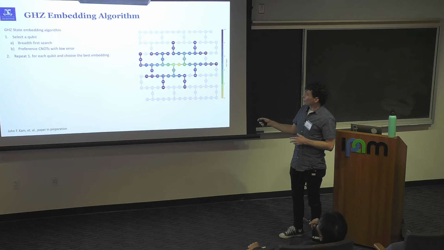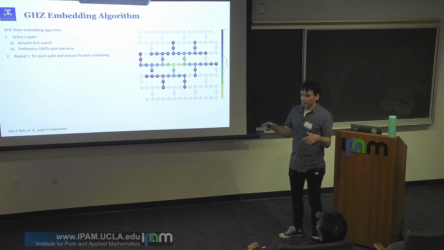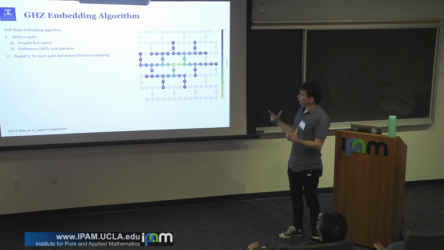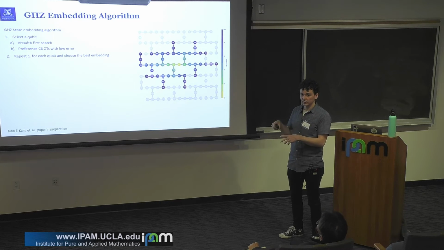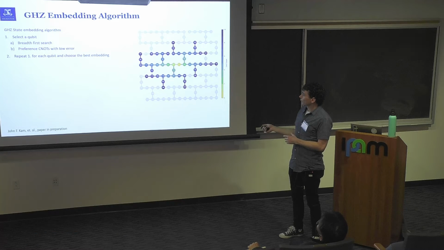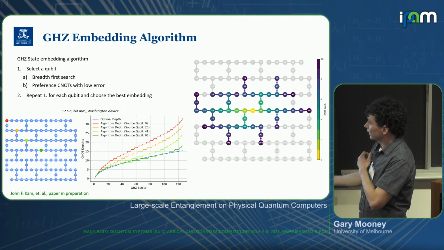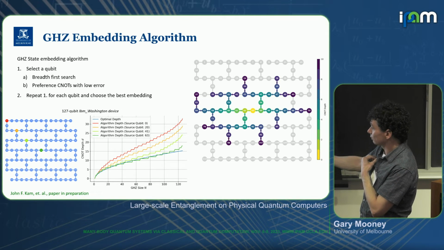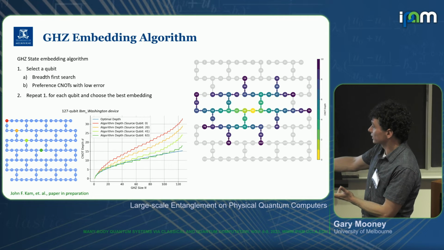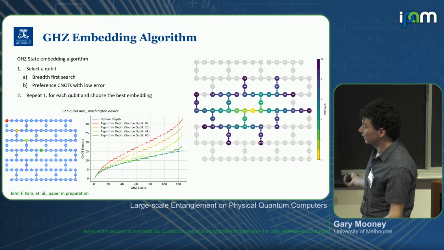And we do this on all the qubits individually, and then we're also preferring the gates that give us the least amount of error based on the calibration results that we have. And we do it for all the qubits, and then we just choose the best embedding out of that. And here's an example of the different depths that you could have. So in this middle qubit here, you can see that it's clearly a lot better embedding.